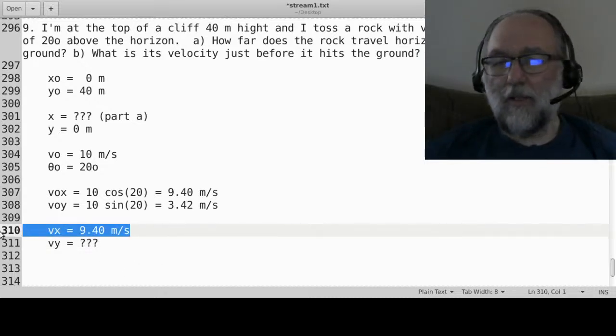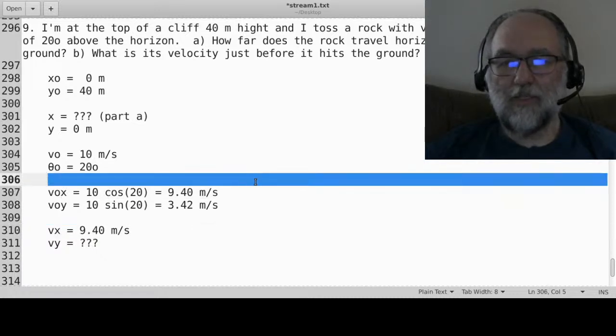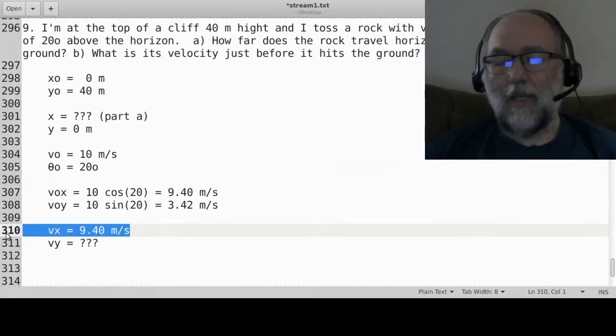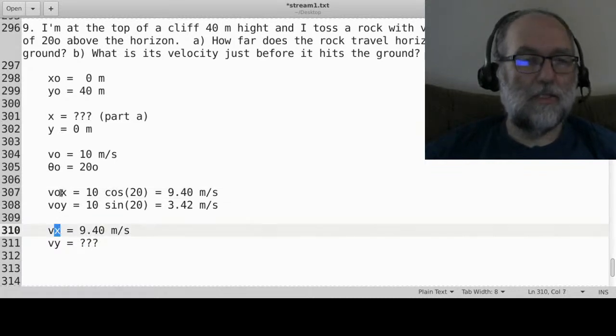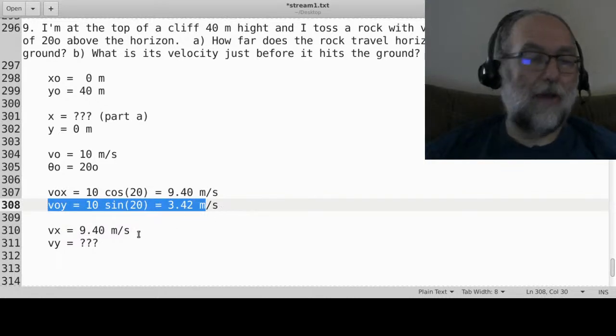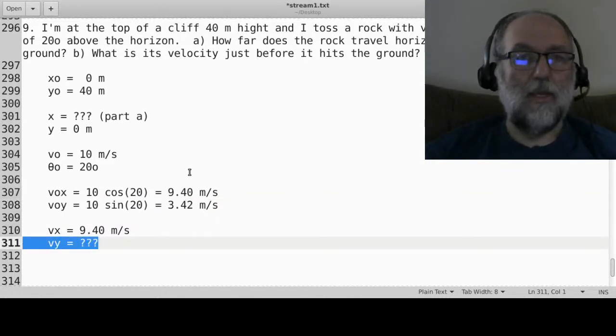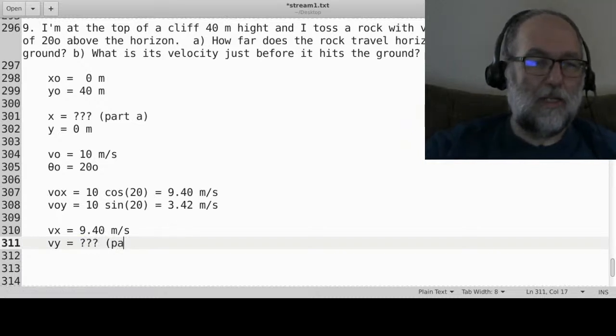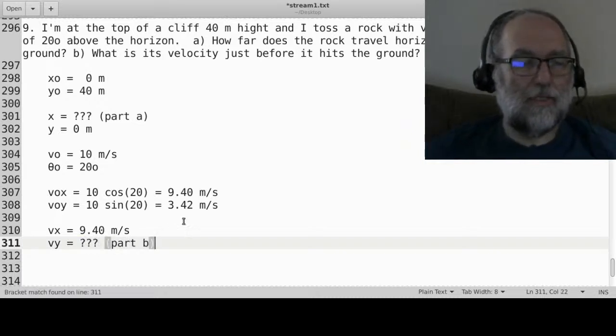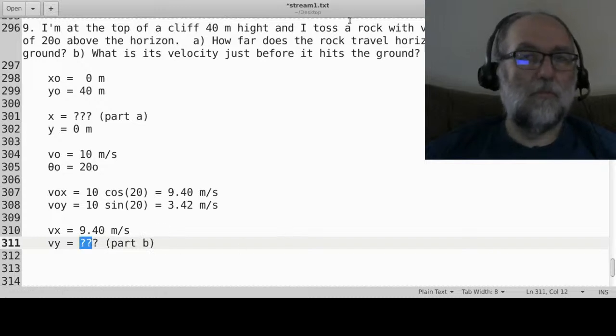So the final Vx and the initial Vx are the same. Why? There's no acceleration in the x direction. It neither speeds up nor slows down. In the y direction, there is an acceleration downwards, so I can't tell you what it's going to be. In fact, that's going to be part of part B. We're going to need this for part B, so that's going to be a question mark for part B.